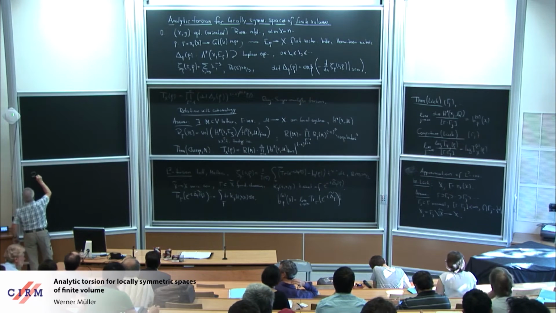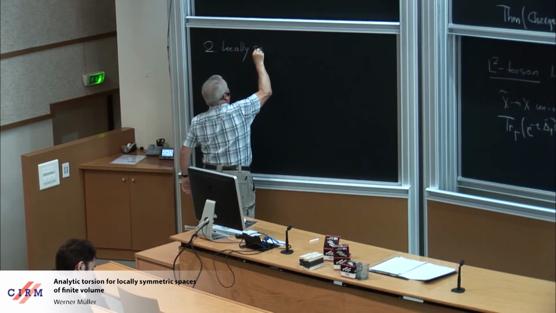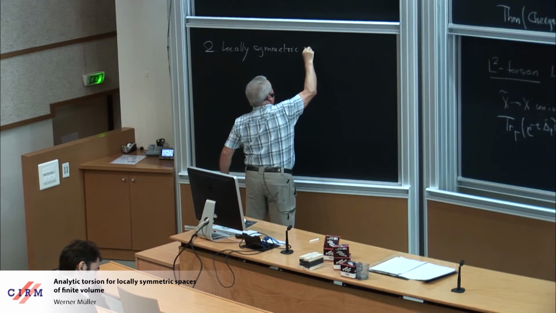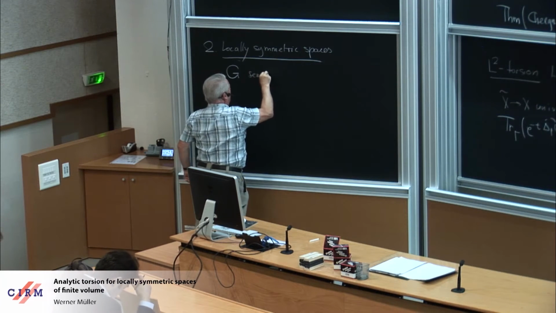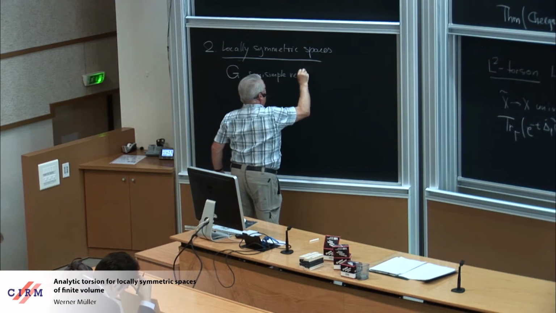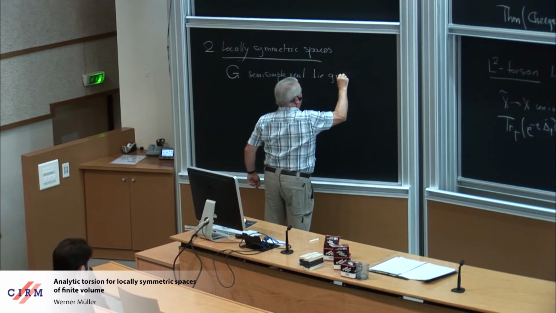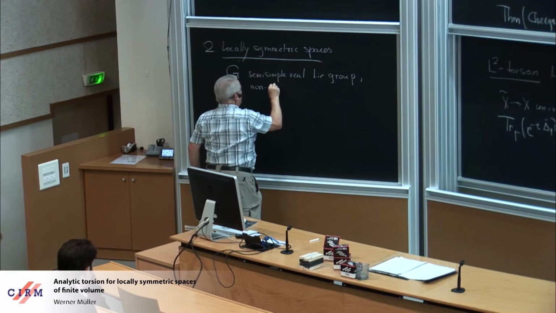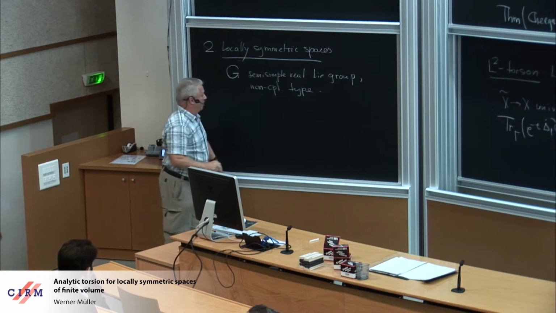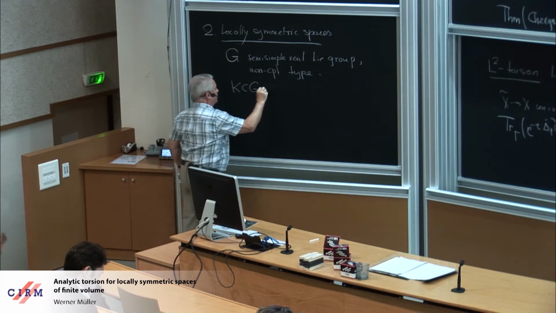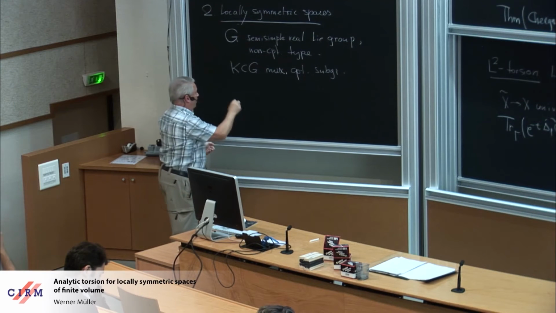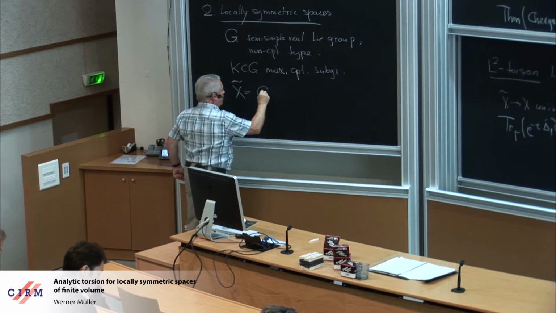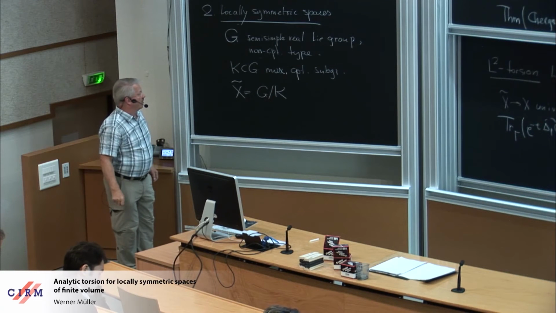So now we come to this class of manifolds which I want to consider, namely locally symmetric spaces. So the basic setup is we consider a semi-simple real Lie group, with some additional assumptions like non-compact type. And then we fix a maximal compact subgroup. So this gives the corresponding Riemannian symmetric space, G mod K, equipped with the G-invariant metric.